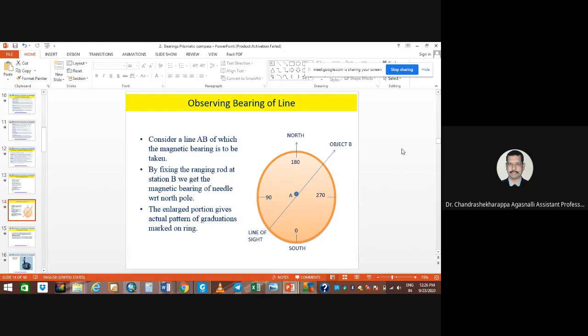Okay, so observing the bearing lines. This is north-south and east-west. Considering the line AB, the magnetic bearing is to be taken, and here it is fixed with ranging rods, or you can fix it with any other objects. Then the enlarged portion gives the actual pattern of graduation. This is the inside one.